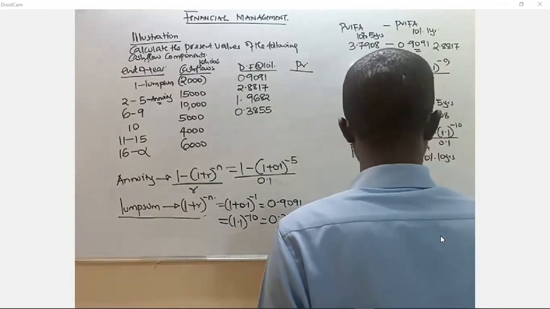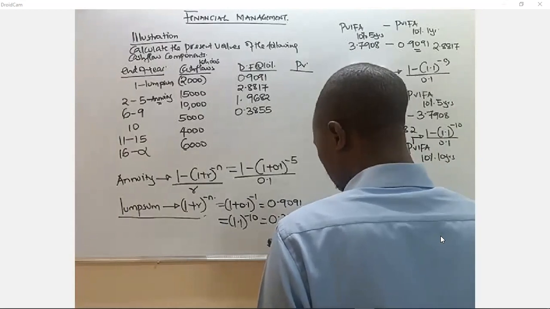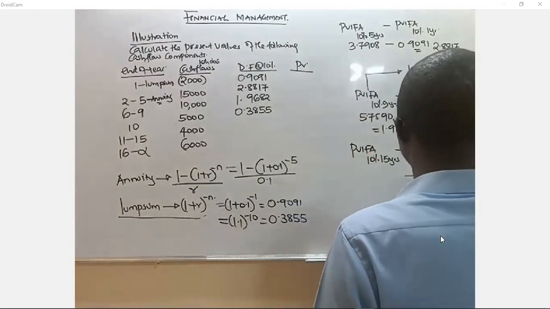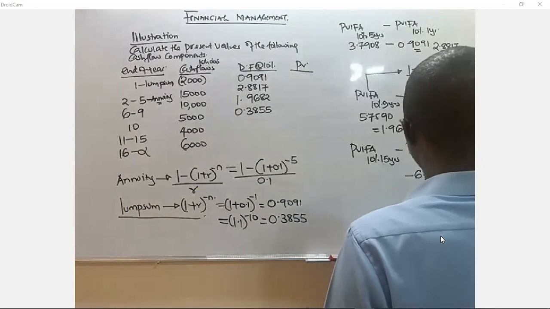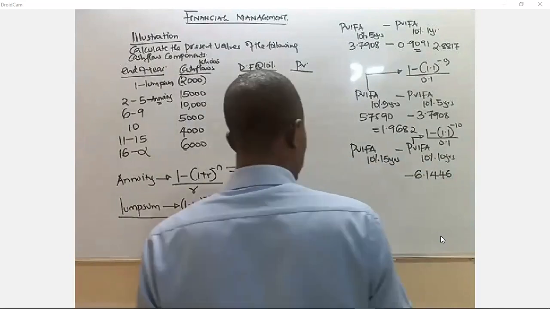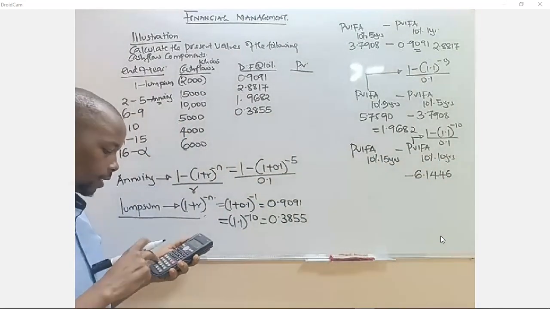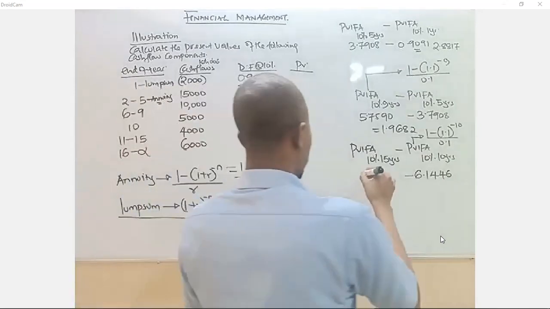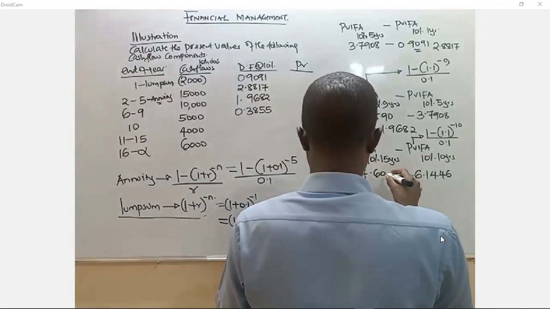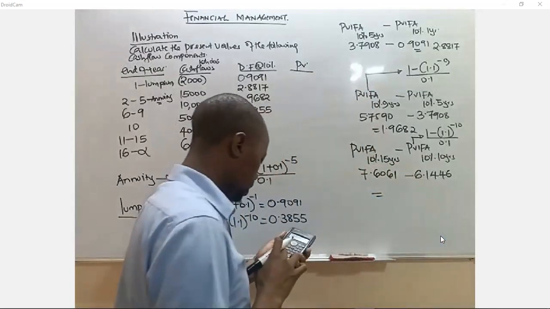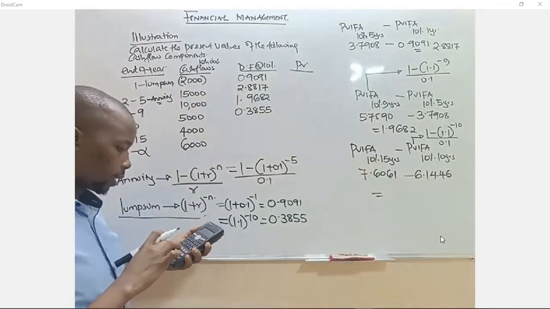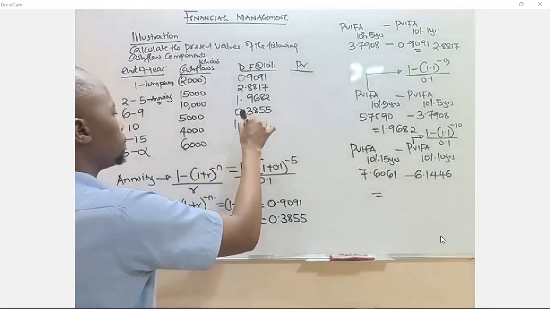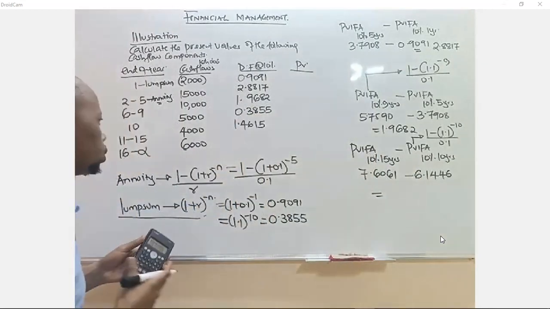Are we getting the right thing? 1.1 raised to negative 10, 1 minus the answer, you divide by 0.1. I think I'm getting 6.1446. What about for 15 years? You do the same. You say 1.1 raised to negative 15, 1 minus the answer, then you divide by 0.1. You are getting 7.6061. So what is the difference? Minus 6.1446. Here I get 1.4615, right?